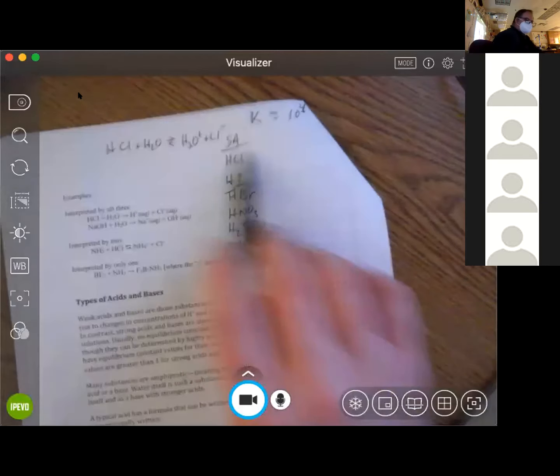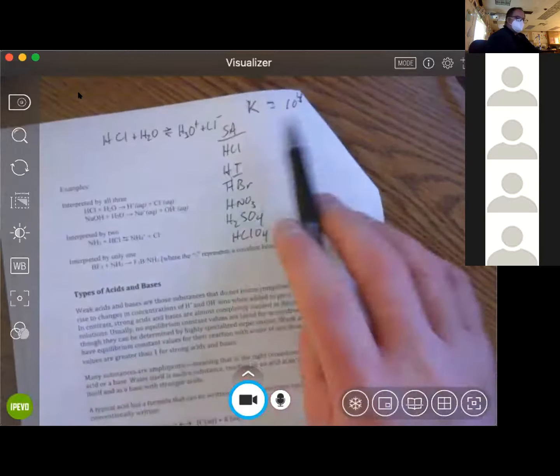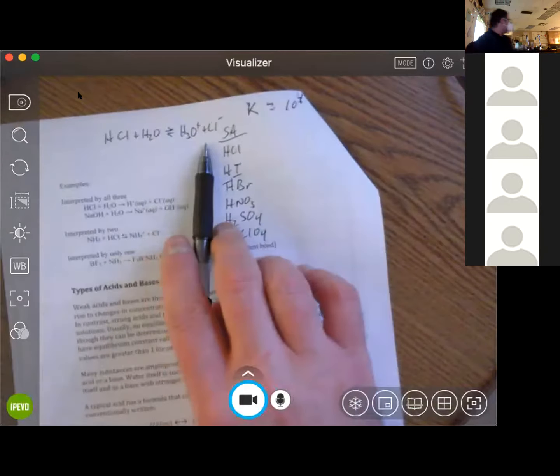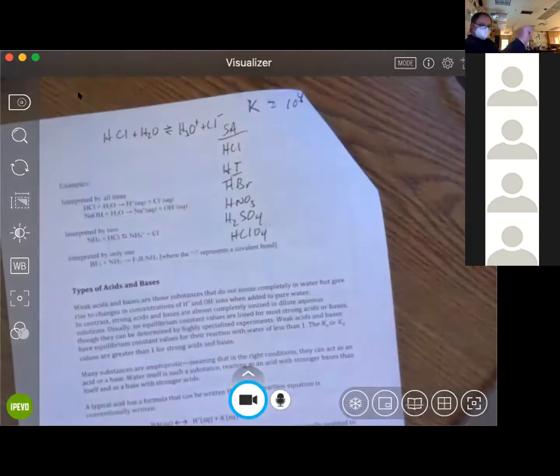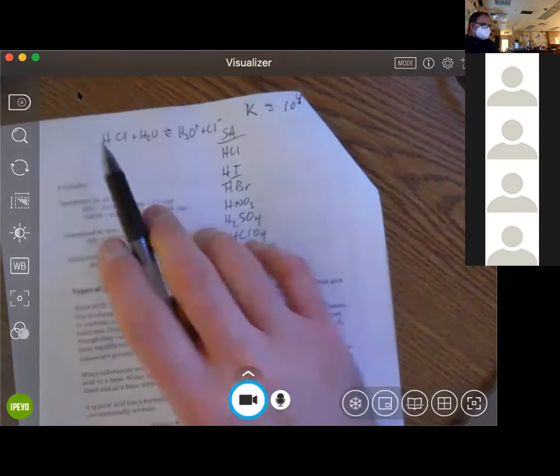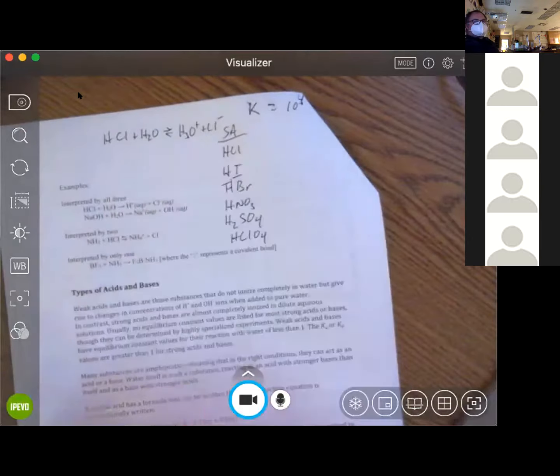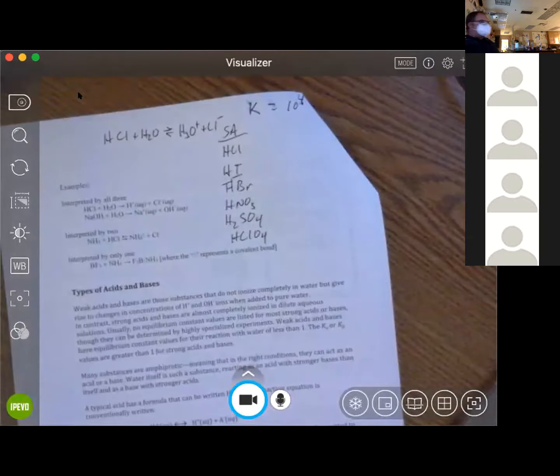So a strong acid like these guys right here, their K is very high. So the forward reaction is much, much favored. Since the forward reaction is so favored, we say that it goes to completion. That means if you put this in here, you're not going to find a lot of this. You're going to find a lot of this stuff.